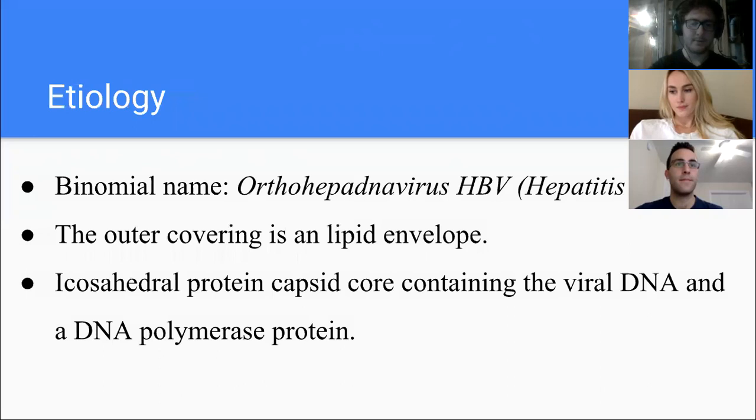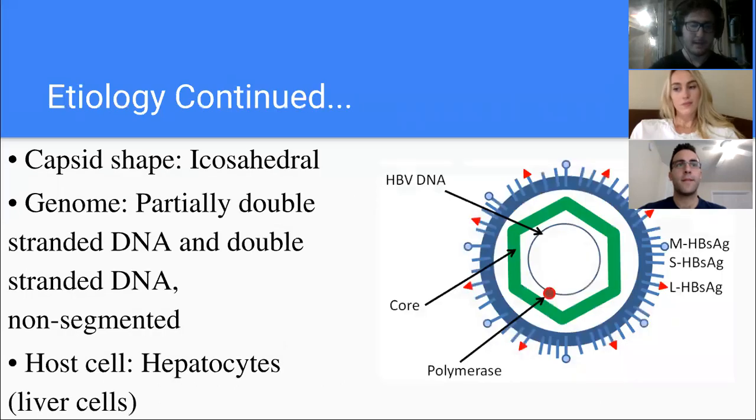The official binomial name for the virus is Orthohepadnavirus HBV. The HBV stands for hepatitis B virus. The virus itself has a lipid envelope for an outer covering and an icosahedral, or 20-sided, protein capsid core. The core contains the viral DNA and the DNA polymerase protein. The DNA on the inside of the icosahedron protein capsid is actually partially double-stranded and partially single-stranded. By the time the virus infects a host cell, however, it is completely double-stranded.